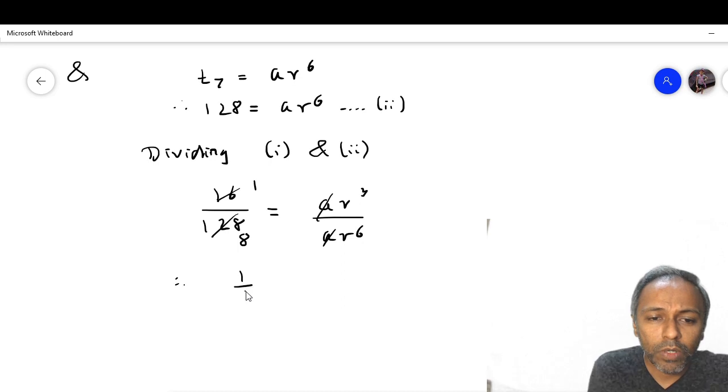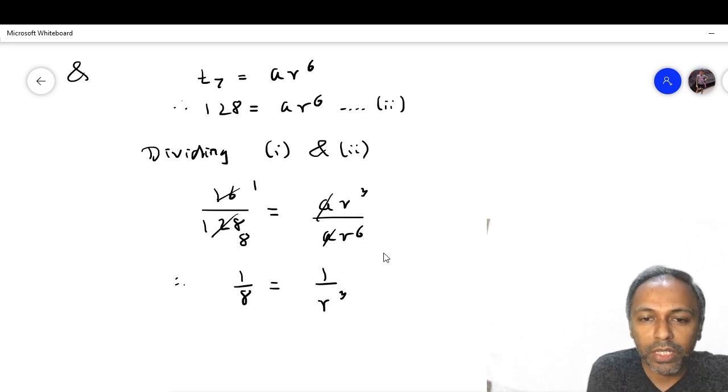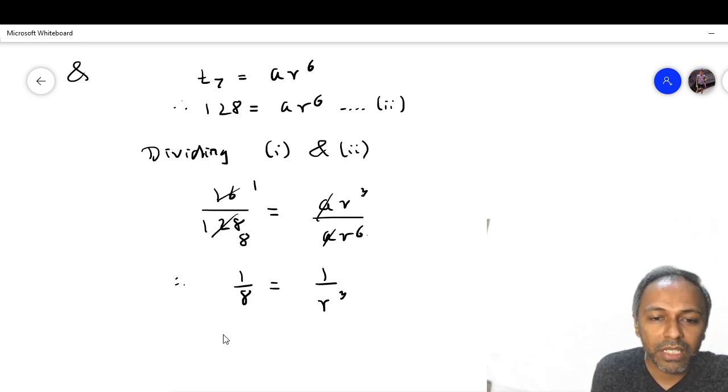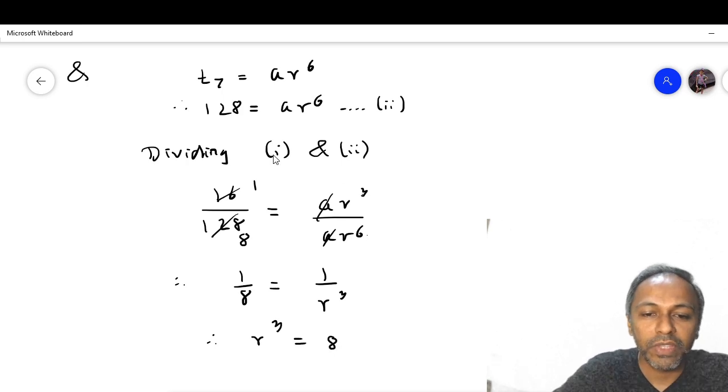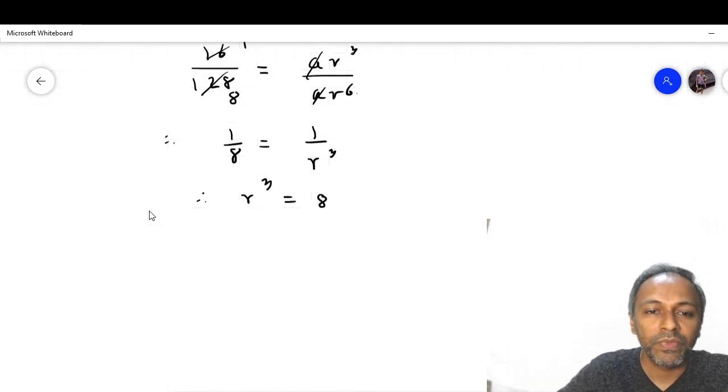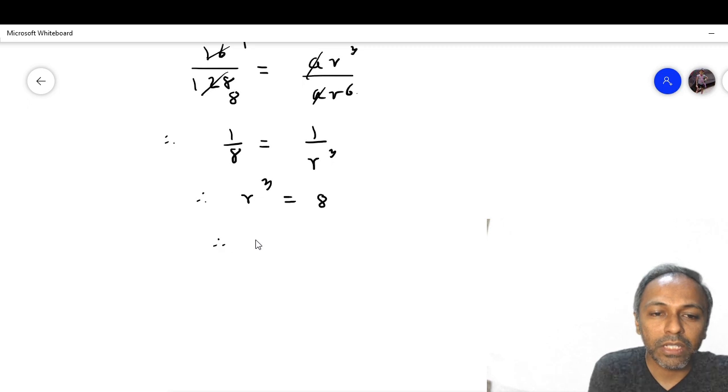And this becomes 1 upon 8 is equal to 1 upon R raised to 3, as 3 gets subtracted from 6, 6 minus 3 is 3. R cube is equal to 8. Therefore, taking cube roots, we get R as equal to 2. That is what they have asked. Get us the common ratio.